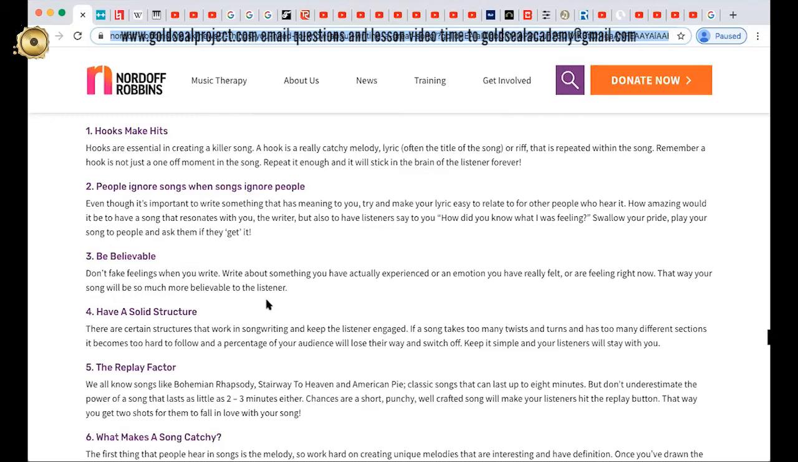Probably the most important factor to take in when trying to write a hit is the importance of the chorus, or what the Americans would call a hook. So point number 1 here we have is hooks make hits. Just reading it out so that everyone can understand. Hooks are essential in creating what they call a killer song or a smash hit. A hook is a really catchy melody, lyric, or riff.